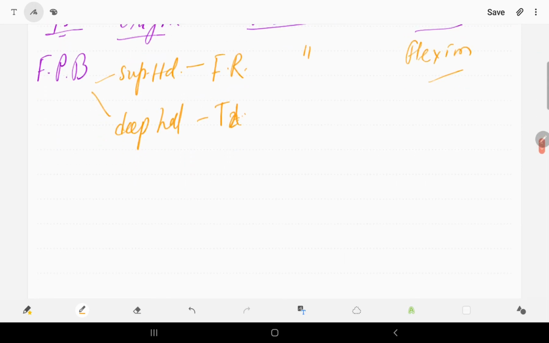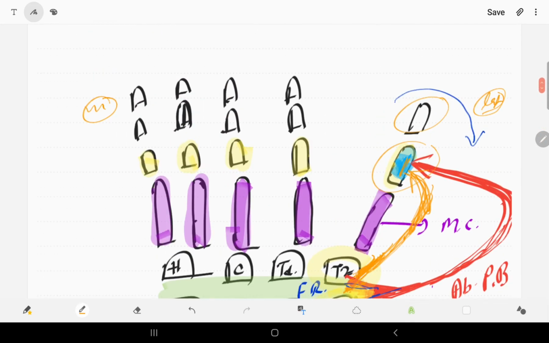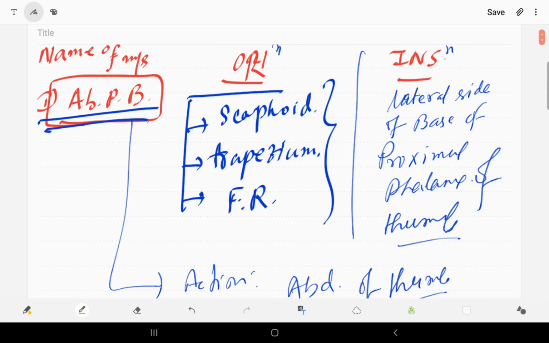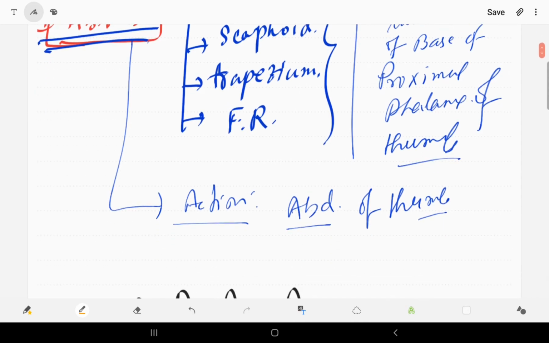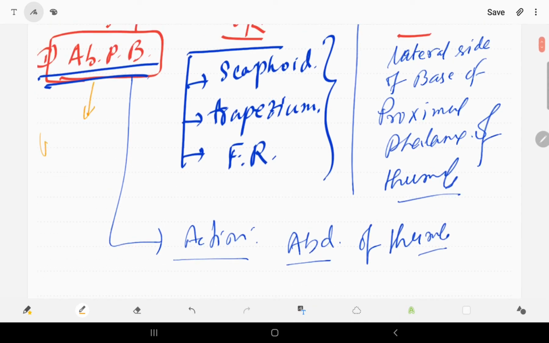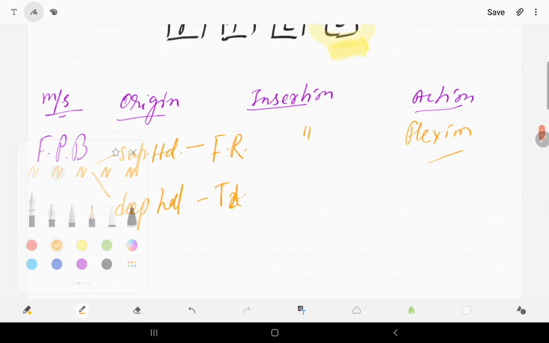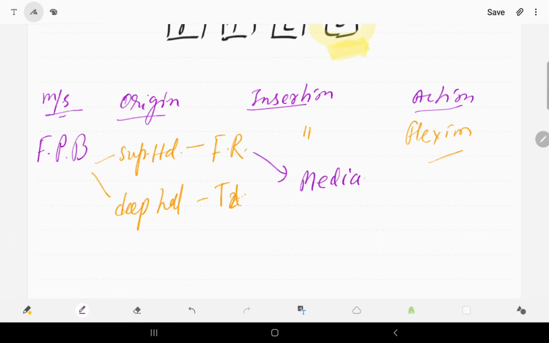Next, I am adding one more thing, the nerve supply, which I will revise. I already discussed the nerve supply, but still I am revising. Abductor pollicis brevis is purely supplied by the median nerve. But for flexor pollicis brevis, the superficial head is supplied by the median nerve, but the deep head is totally supplied by the ulnar nerve.